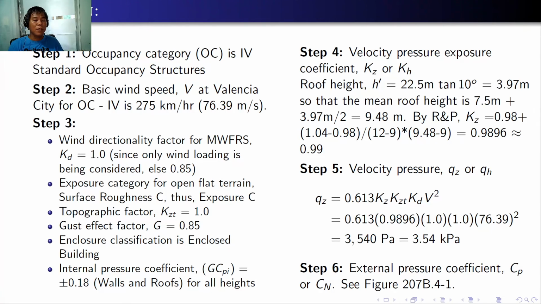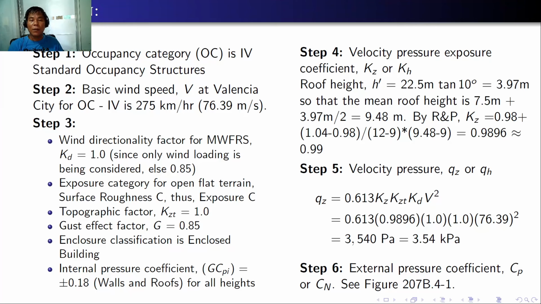Enclosure classification is enclosed building because it's a warehouse. And the internal pressure coefficient GCPI is plus minus 0.18 for walls and roofs for all heights. Take note, there are two values here, positive 0.18 and negative 0.18. So the resulting wind pressure will be two sets of wind pressure. Step 4, velocity pressure exposure coefficient.